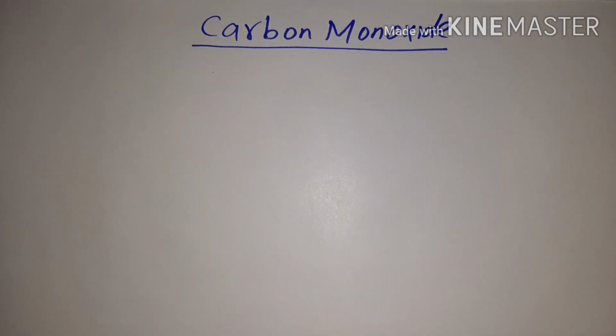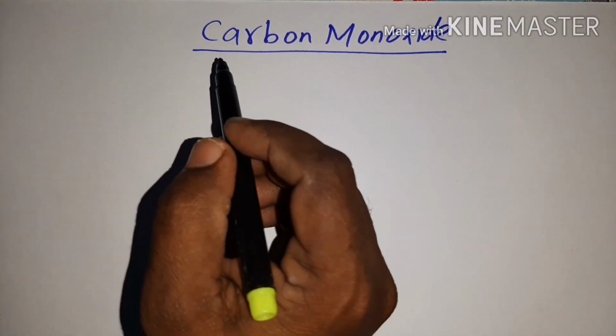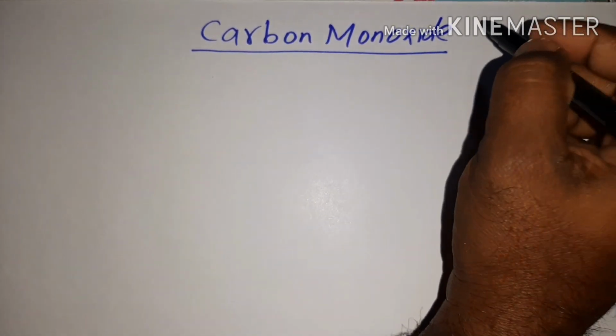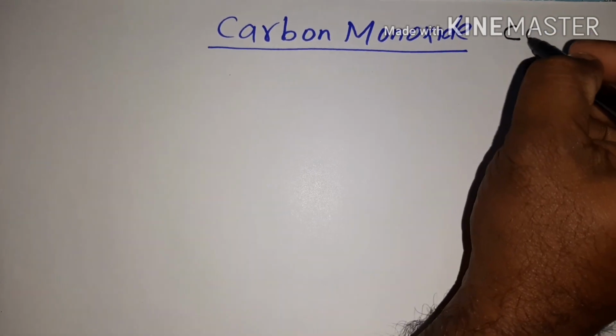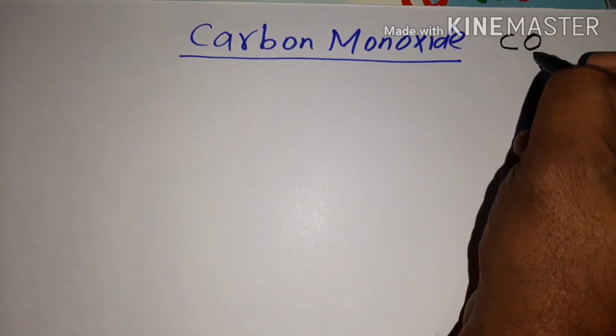This video is about carbon and its compounds. The first compound of carbon is carbon monoxide. Here you will learn about preparation, properties, uses and structure of carbon monoxide. So our topic is carbon monoxide. The formula of carbon monoxide is CO, capital C and capital O.